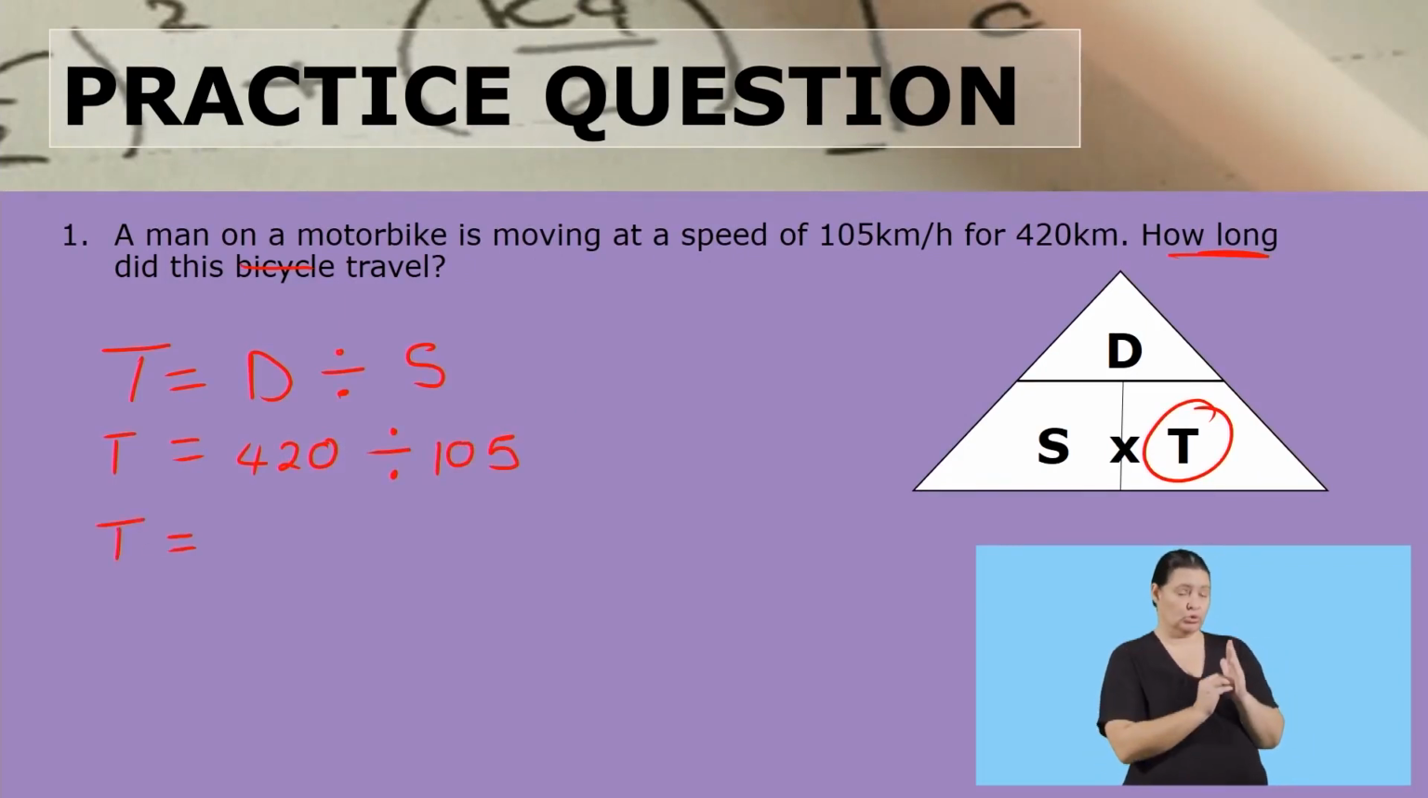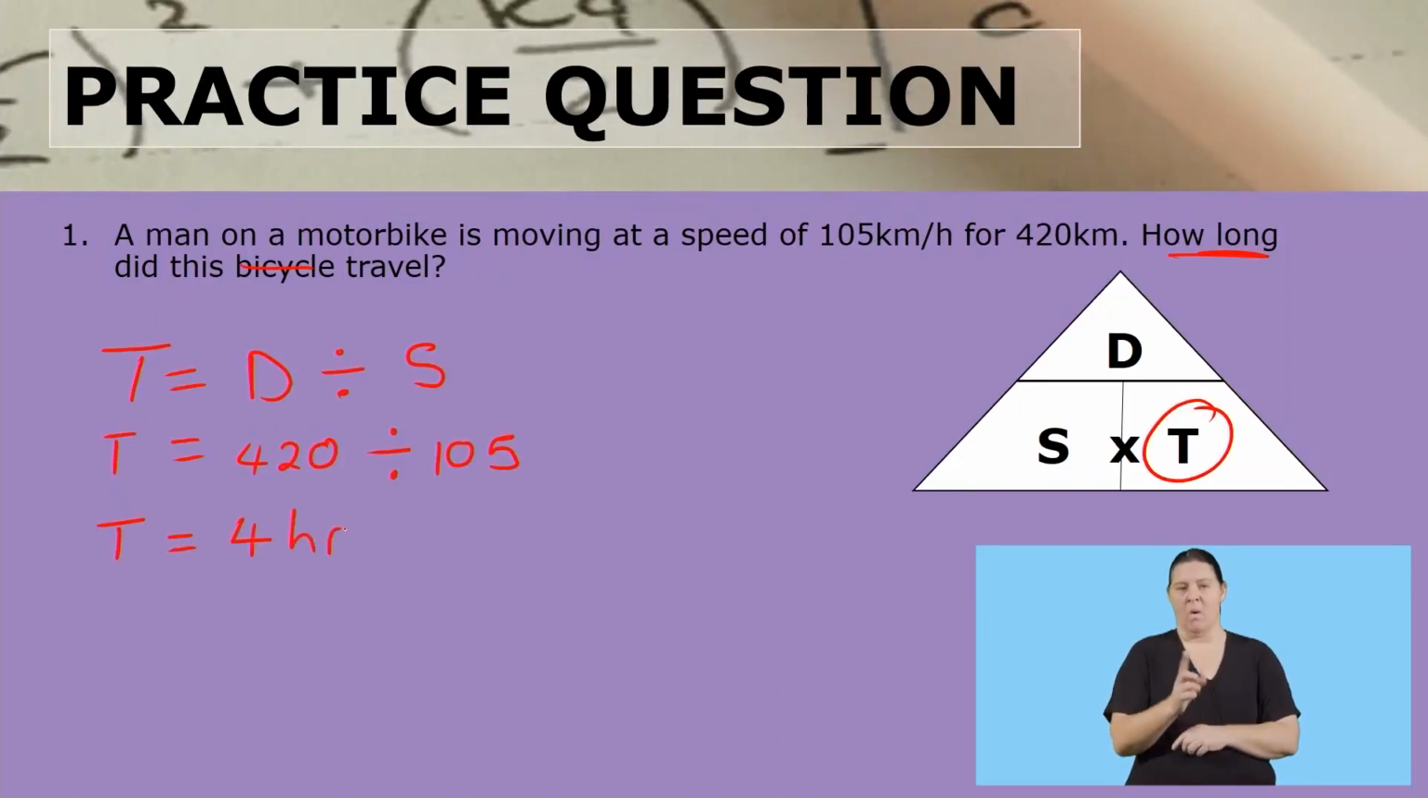If you punch that into your calculator, 420 divided by 105, that is going to give us an answer of 4. So this means that this motorbike was traveling for 4 hours. Do you remember the rate and how we calculate the rate there? So the rate here means that for every hour, our motorbike was traveling for 105 kilometers. So it means that our rate here, which is actually the speed, is 105 kilometers per hour.